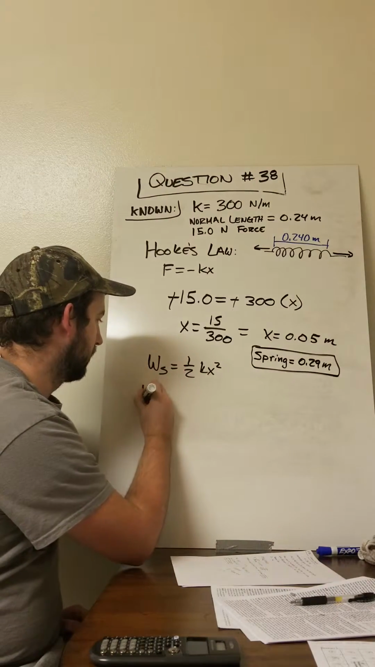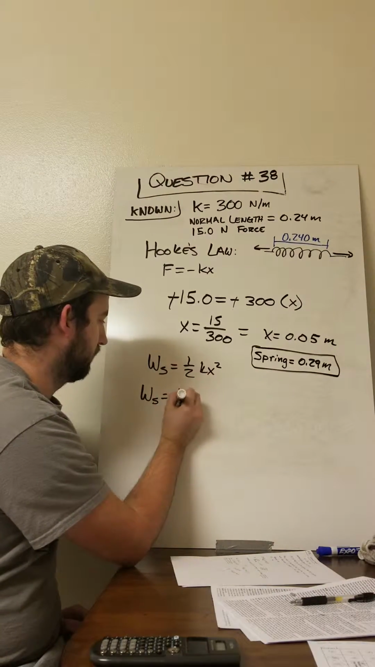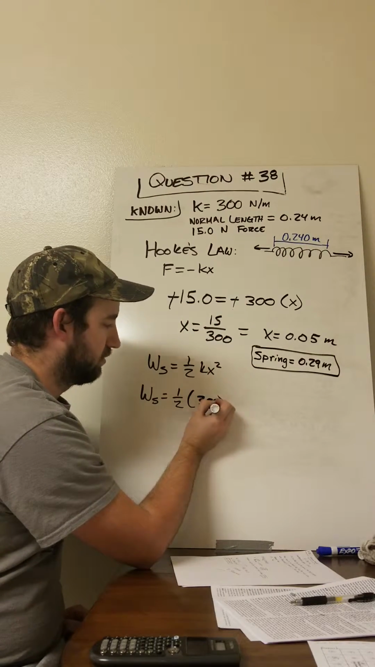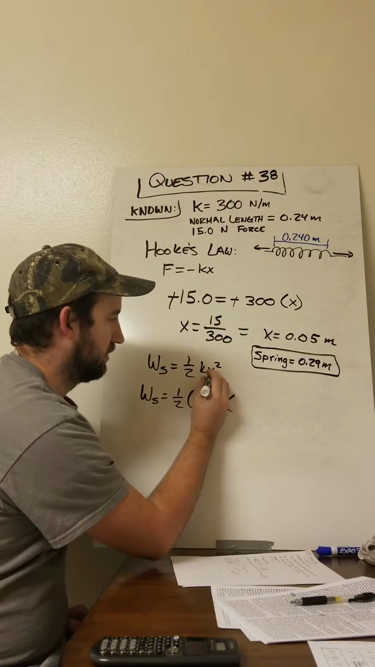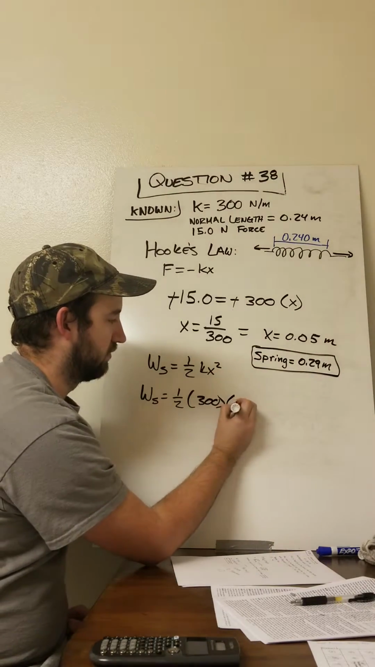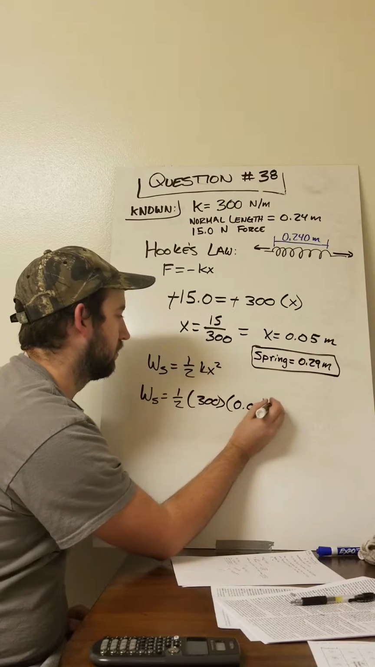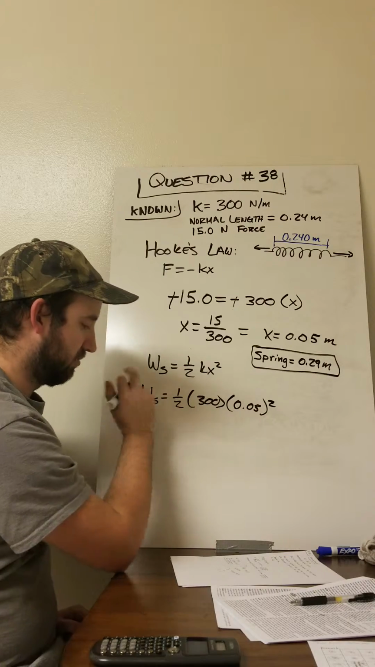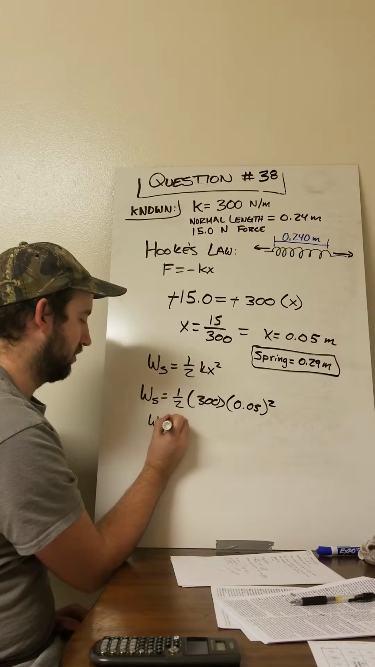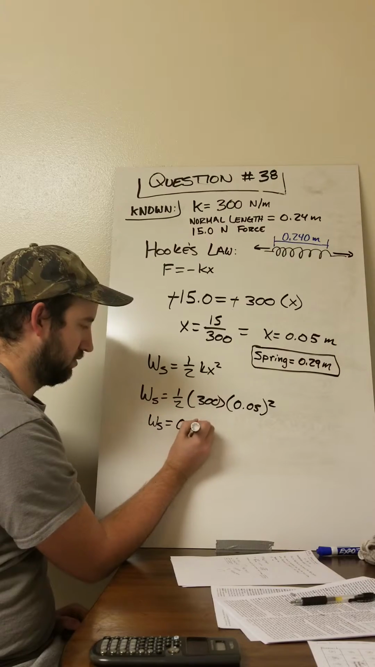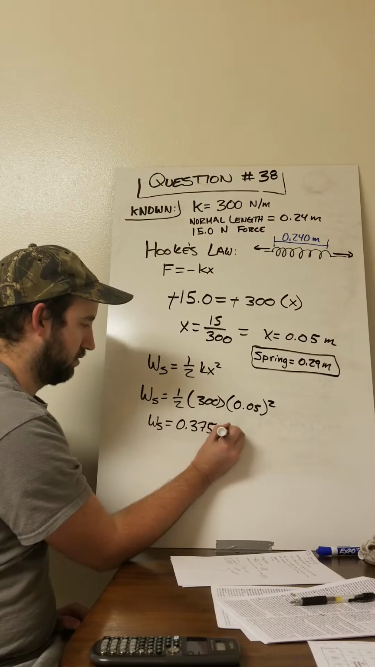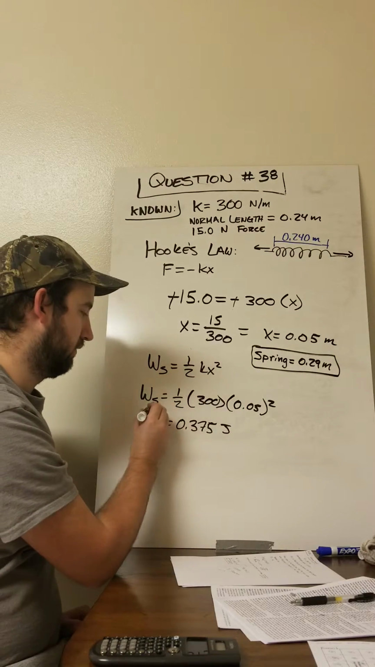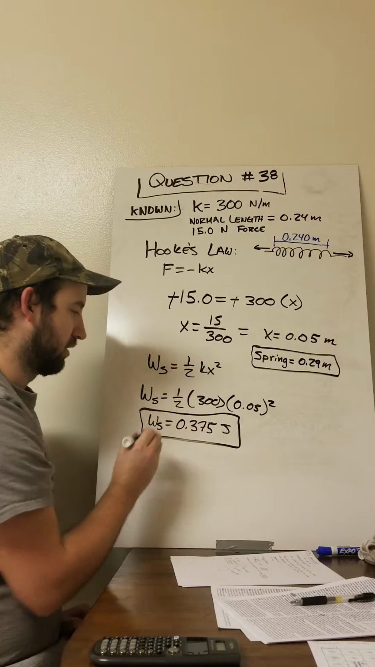So we know that the work equals 1/2. We know that the spring constant is 300. And that distance is what we just found. When we throw this all together, we end up with the work of the spring equaling 0.375 joules, so just over a third of a joule of work that was done.